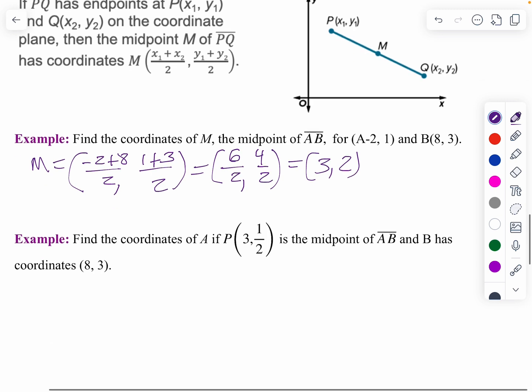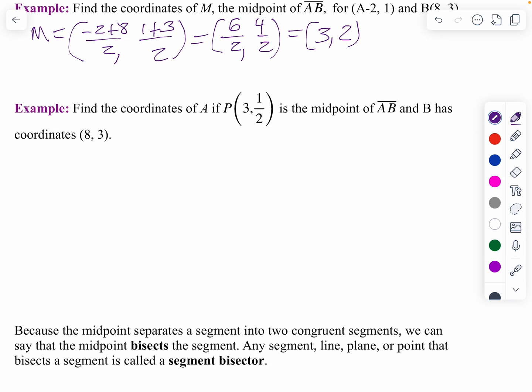Now, what happens if it's backwards? That is, I know the midpoint. In this case, P is at (3, 1/2). And I know one endpoint, but I want to find the other. Well, I like to do it geometrically. So what I'm going to do here is I'm going to graph this out.